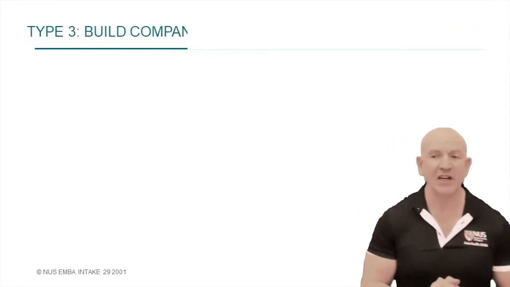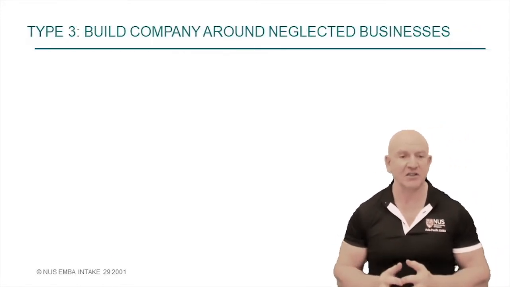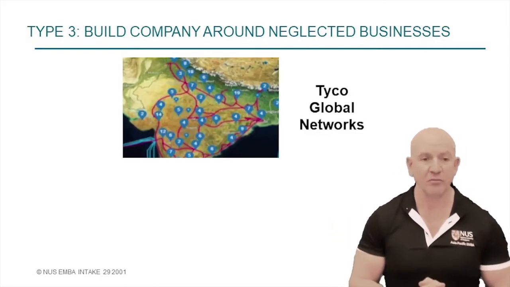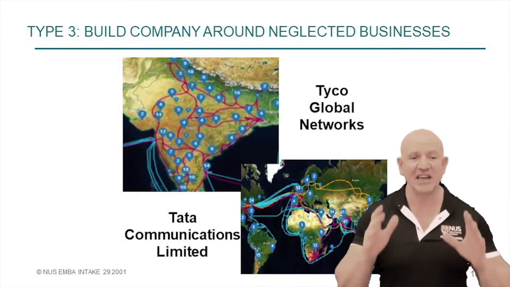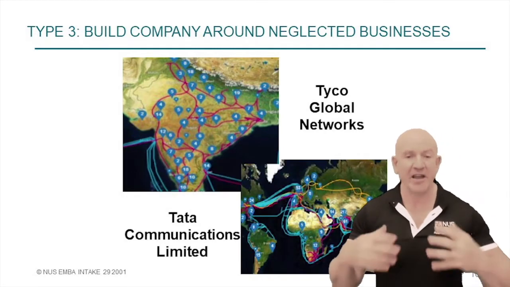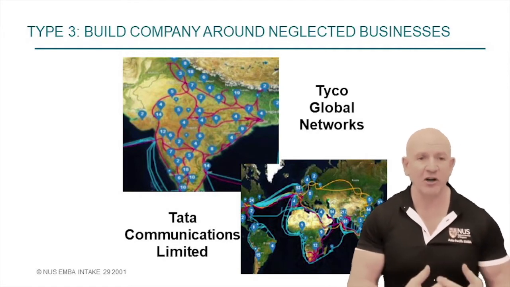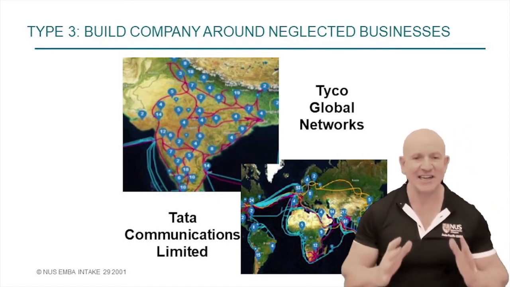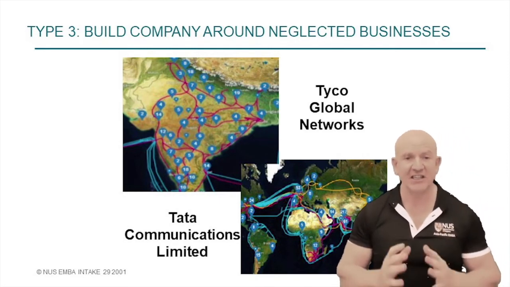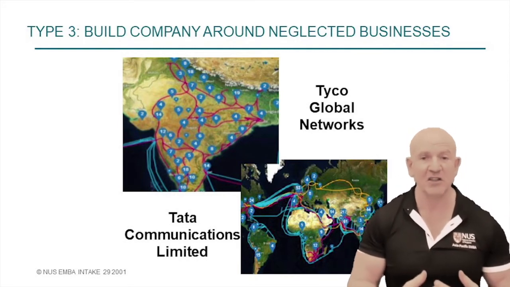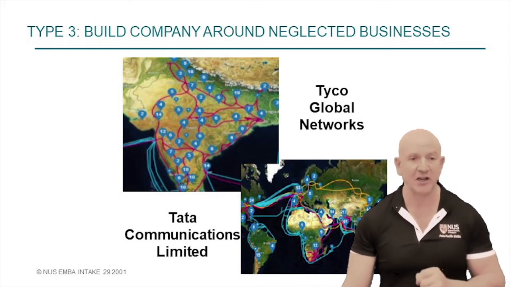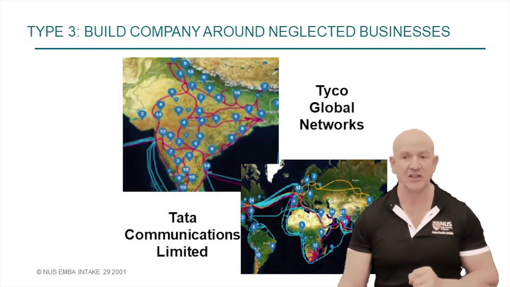Then the next one, building a company around neglected businesses. This is largely what Tyco Global Networks was when it was part of the Tyco Group. Tata Communications is coming in to see if they can turn around this business and make it into a better business. Clearly, Global Networks is not an important part of the Tyco company at this point in time. The question is, can Tata Communications Limited, can TCL turn it around? It's a neglected business. Are they able to improve that business? That's going to be the focus for our discussion in depth, so I won't spend a lot of time on it, but that's certainly another kind of acquisition strategy that can proceed.